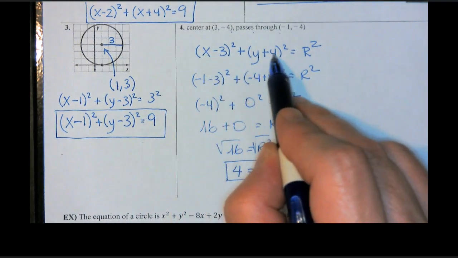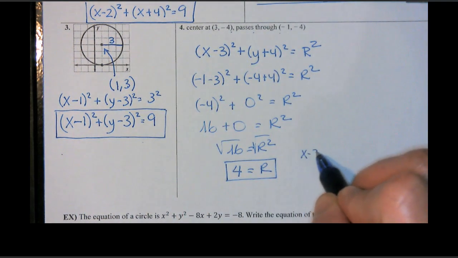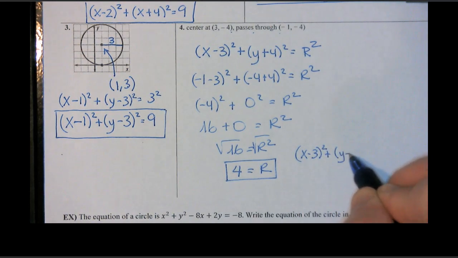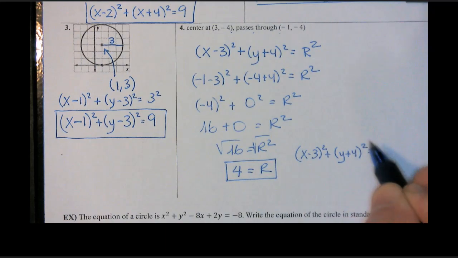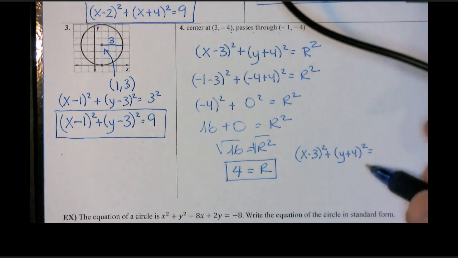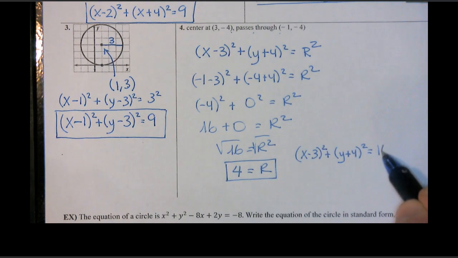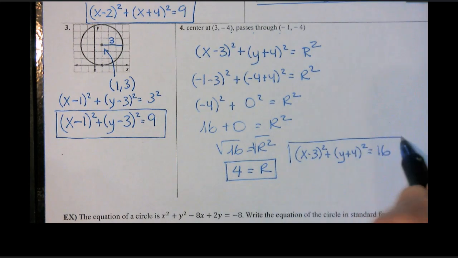Now that we have the radius, we can finalize it and write the equation of the circle. You copy this: x minus 3 squared plus y plus 4 squared, and then the radius is 4 squared. So 4 squared is 16. There we go.